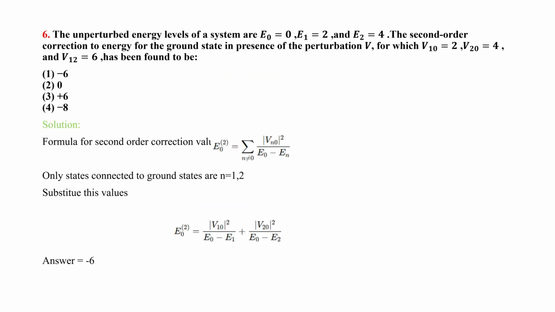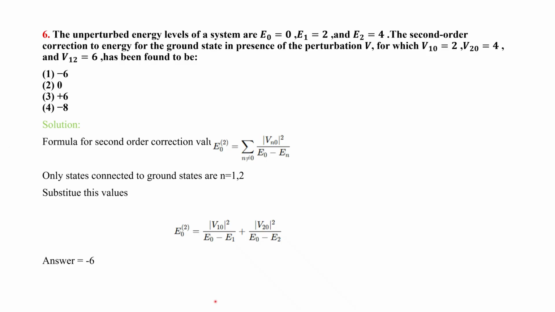So in this question, what we are given is that the unperturbed energy levels of a system are E0, E1, E2. The second order correction to energy for the ground state in the presence of the perturbation V, for which V10 equals 2, V20 equals 4, V12 equals 6, has been found to be. So here unperturbed energy levels are given: E0 equals 0, E1 equals 2, E2 equals 4, and we are given the perturbation V, which is V10, V20, and V12. So we are asked for the second order energy correction to the ground state.